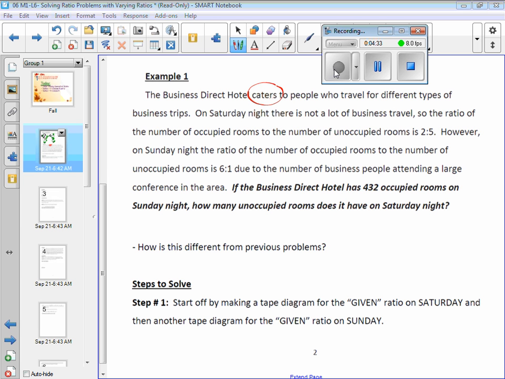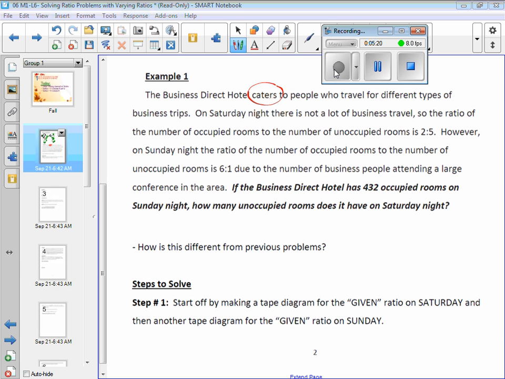Does it quite mean entertain in this case? Although the word cater sometimes can mean that, but not in this context. Closer, yeah. Go ahead. Has is pretty good, actually. Yeah, that's pretty good. I was going to say sells. Let me simplify it. The hotel caters. The hotel sells rooms to business travelers, for people who travel for different types of business trips. It's a hotel manager that sells rooms. That's what the word caters means.